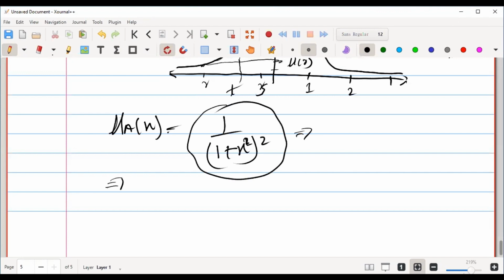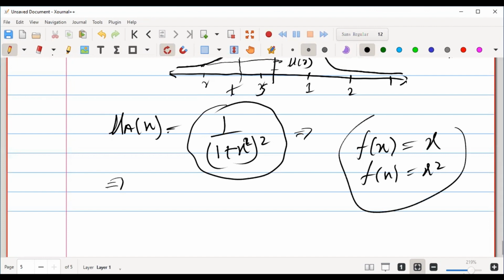Some functions are not fuzzy numbers, like f of x is equal to x, or f of x is equal to x square in the domain of R. It is not a fuzzy number because its range is minus infinity to plus infinity. But in a fuzzy number, its range must be between 0 and 1. How we convert any function to a fuzzy number, we will discuss in the next video. Thank you.